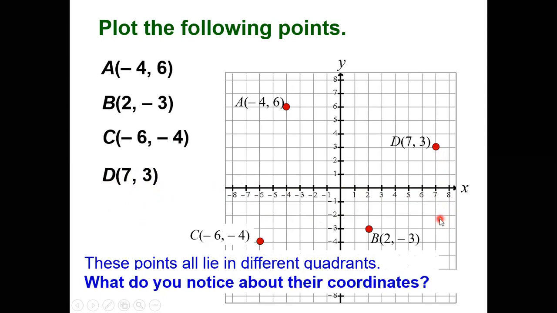These points all lie in different quadrants, right? Point D lies on the first quadrant, point A lies on the second quadrant, point C lies on the third quadrant, and point B lies on the fourth quadrant. What do you notice about their coordinates? Here you can see in the first quadrant both x and y are positive. In the second quadrant x is negative and y is positive. In the third quadrant both x and y are negative, and in the fourth quadrant x is positive and y is negative.